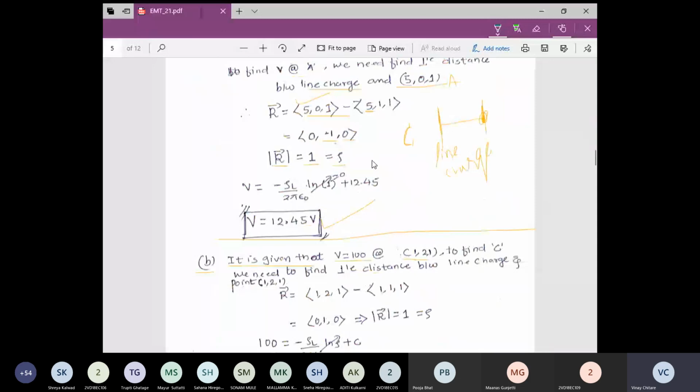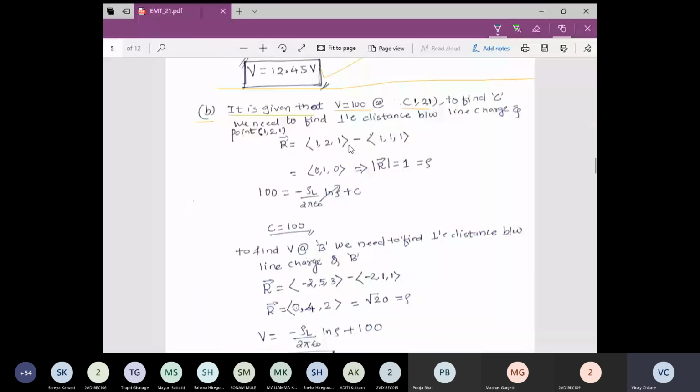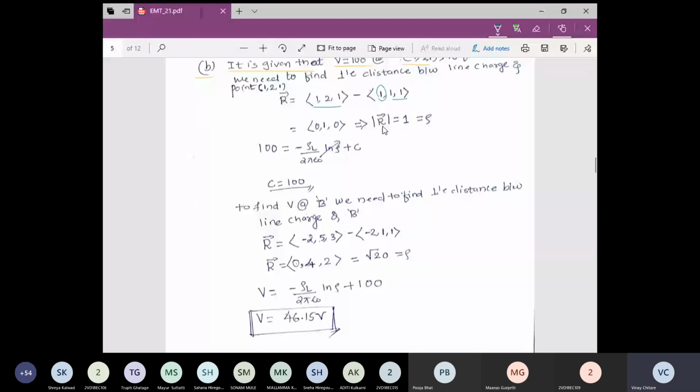The field point is 1, 2, 1, and this is the source point, x, 1, 1, and I've taken the value of x as 1. You can see the perpendicular distance will again be 1, so rho will be 1. So ln of 1 is 0, and the C value is 100. Now we know the value of C.